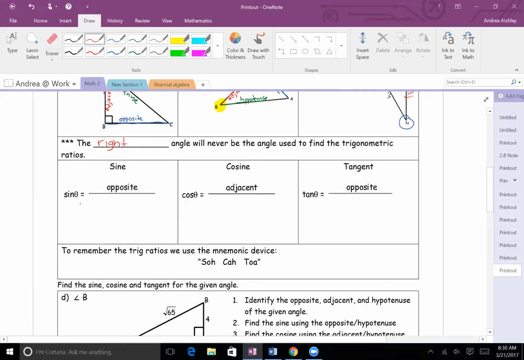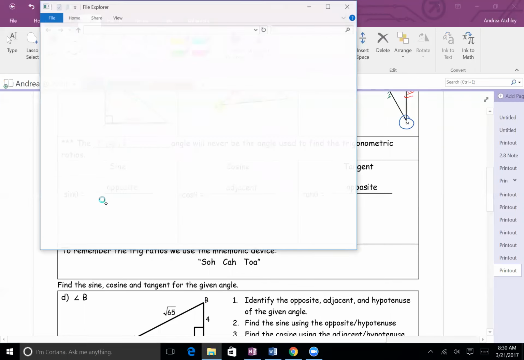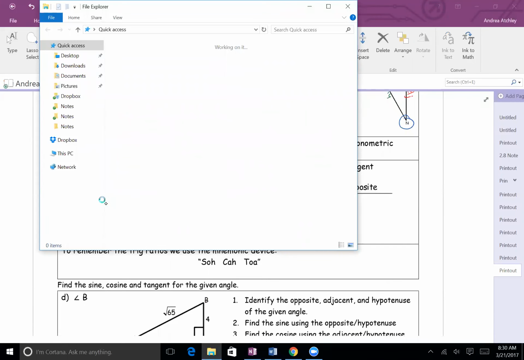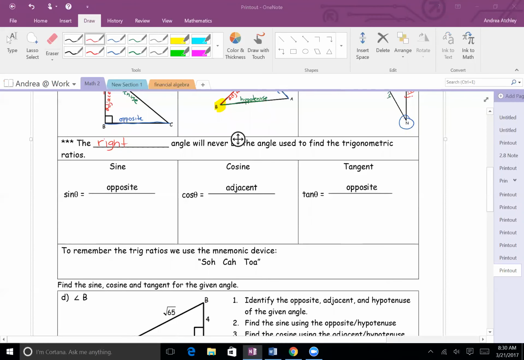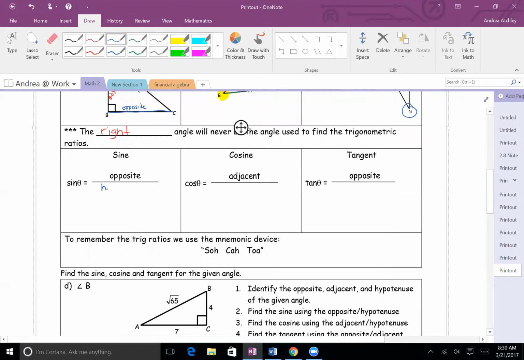Sine of theta, that's this angle right here. That's theta. It's a Greek letter, and they usually use it for angles. Is the opposite over the hypotenuse.